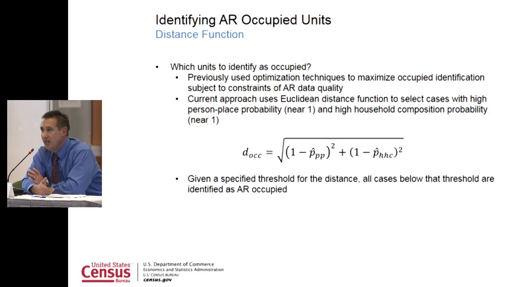Now we need to make a decision. So this is another case where we've changed from 2015, where we moved to our Euclidean distance. We were using a linear optimization approach in 2015. But with our Euclidean distance, for both of those probabilities that I mentioned, we want those to be as close to 1 as possible. So we calculate the Euclidean distance, how far from that ideal probability of 1 we are for each one of those.